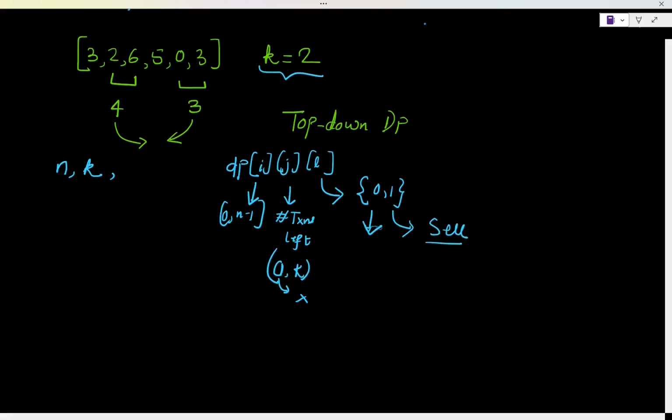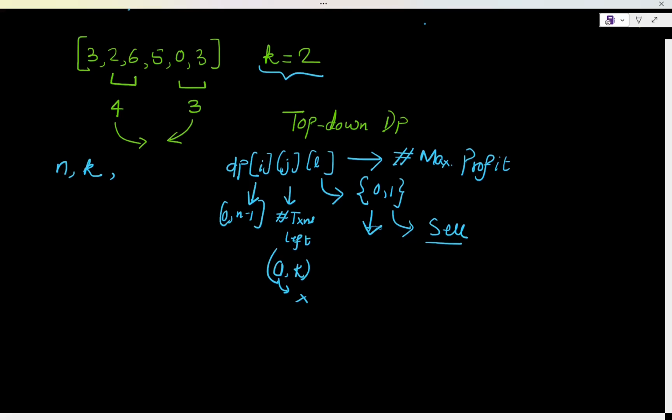So this is how I will define my DP table, my DP state, DP of I, J, L. It means at a particular index, how many transactions are left and whether I am going to do a buy or sell. And for this, of course, I'll keep tracking the maximum profit which is possible, max profit.